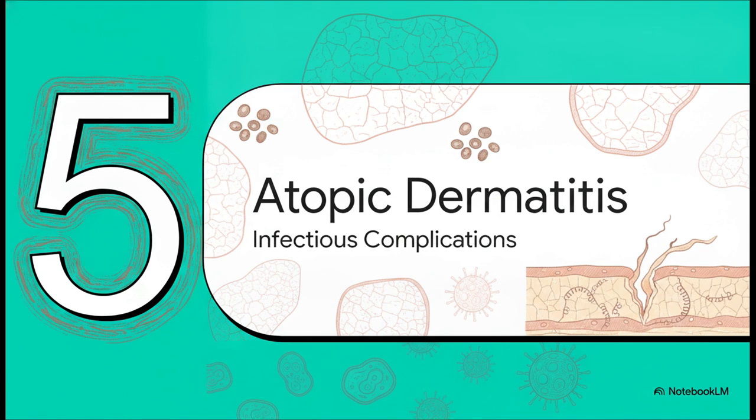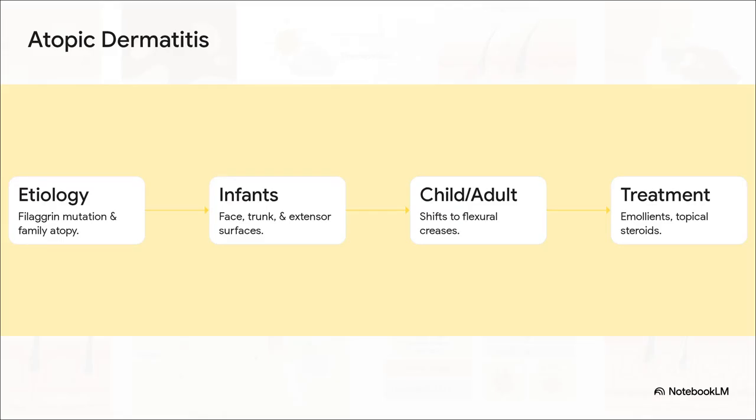Section 5. Atopic dermatitis complications. Atopic dermatitis is driven by an underlying mutation in the filaggrin gene. This leads to a fundamental skin barrier dysfunction, and it's almost always coupled with a family history of atopy like asthma or allergic rhinitis. You really need to track the age-based distribution here.